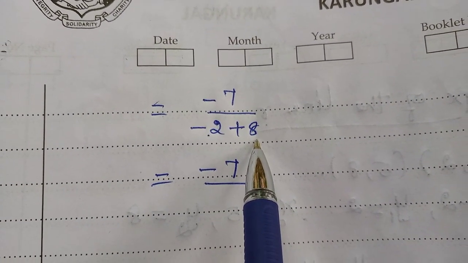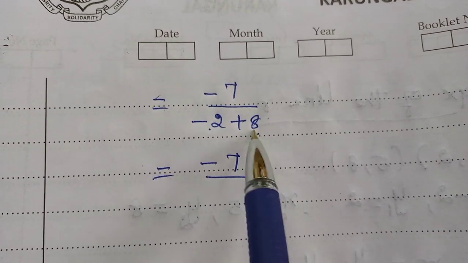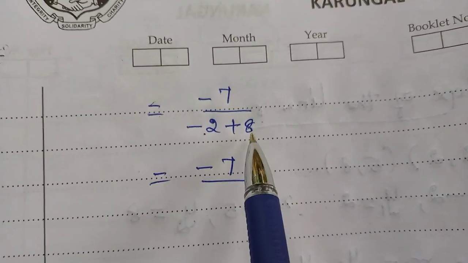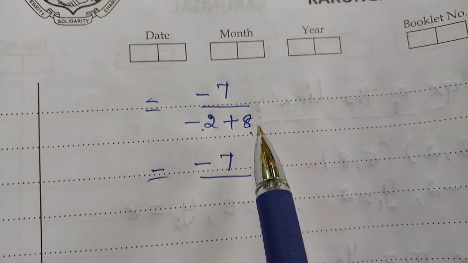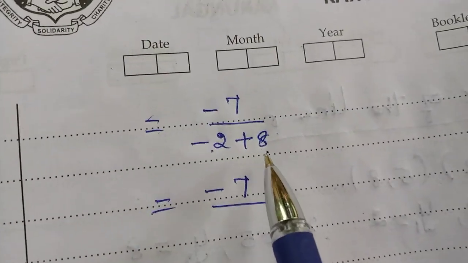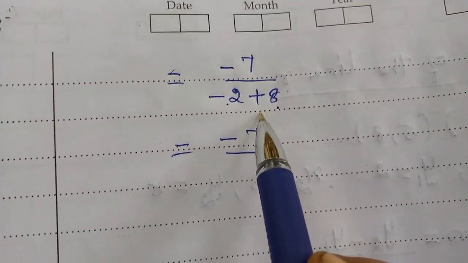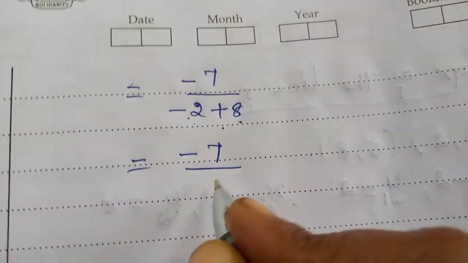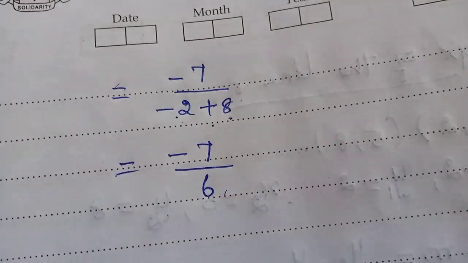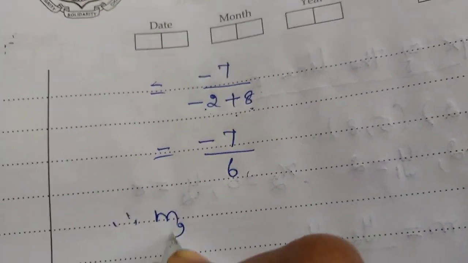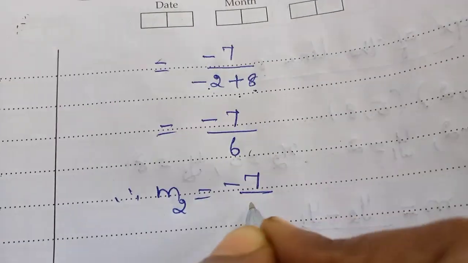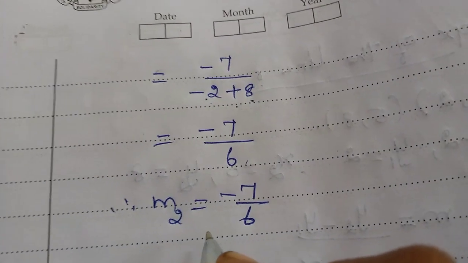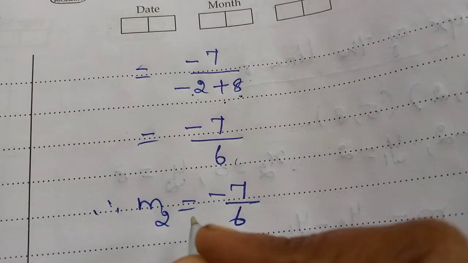One is positive, one is negative, is it? So we have to subtract it, and the greater number's sign we have to use. What is the greater number's sign? Plus is there, is it? So what is 8 minus 2? 6. Okay, minus 7 by 6. Therefore m2 is equal to minus 7 by 6.